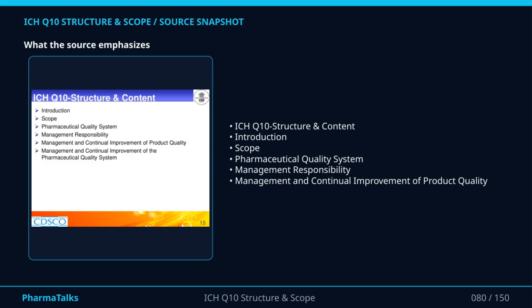It emphasizes the role of leadership in maintaining and supporting the quality system. Lastly, management and continual improvement of product quality focus on the ongoing efforts to enhance processes and outcomes. These elements together establish a comprehensive approach to pharmaceutical quality, ensuring safety, efficacy, and compliance. This snapshot gives us a clear overview of ICH-Q10's foundation and helps us understand the main priorities it addresses.